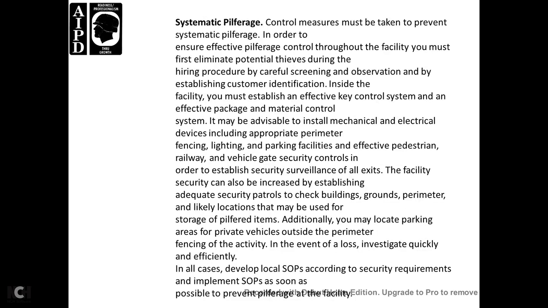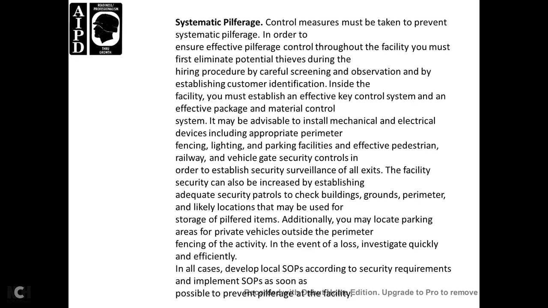Systematic pilferage. To prevent systematic pilferage and ensure effective pilferage control throughout the facility, you must first eliminate potential thieves during the hiring procedure by carrying out careful screening. Separately, the facility must establish an effective key control system and an effective packaging material control system. Where available, install mechanical and electrical devices, including appropriate perimeter fencing, lighting, parking facilities, and effective pedestrian and vehicle gate security controls, in order to establish security surveillance at all exits.